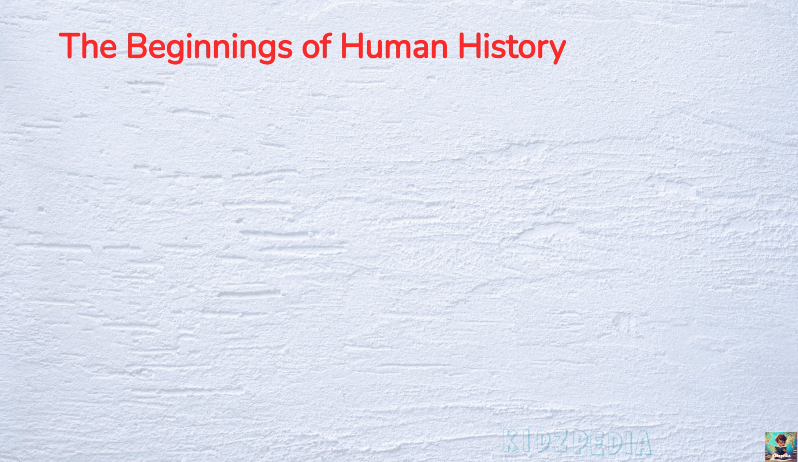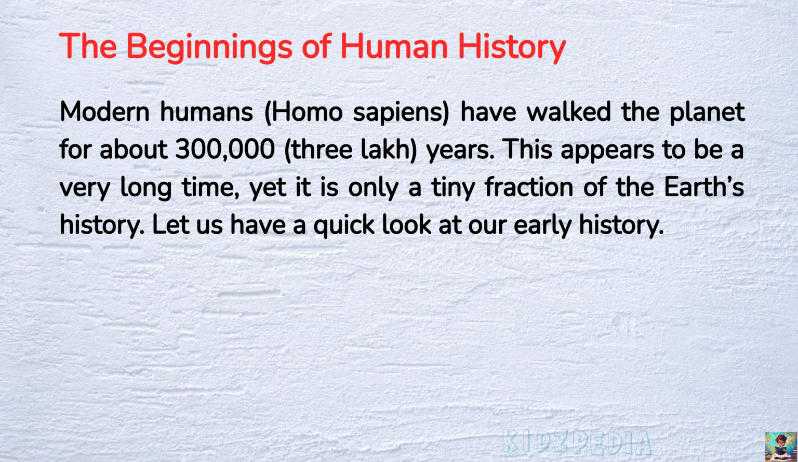The beginnings of human history. Modern humans, Homo sapiens, walked the planet for about 3 lakh years. This appears to be a very long time, yet it is only a tiny fraction of the Earth's history. Let us have a quick look at our early history. That is, modern humans called Homo sapiens have lived on Earth for about 3 lakh years. Although this seems like a very long time, it is actually just a small part of the Earth's entire history, which is much, much older.